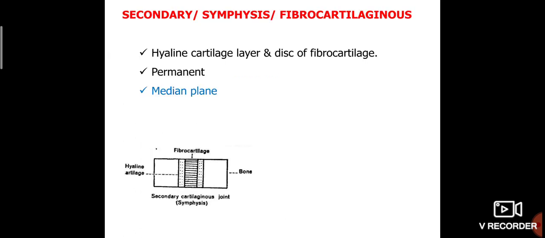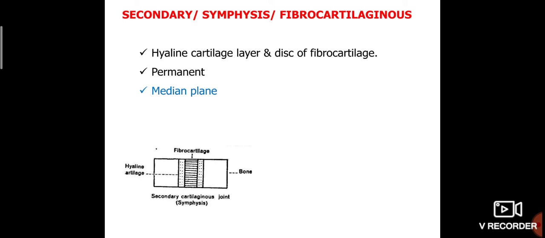An example for a primary cartilaginous joint is the joint between epiphysis and diaphysis. Epiphysis is the end of a long bone. Diaphysis is the shaft of a long bone. Between the end and the shaft of the bone, there will be a hyaline cartilage, and this joint forms the primary cartilaginous joint. And this primary cartilaginous joint is later converted into a complete bone. So that's why it is called a temporary joint.